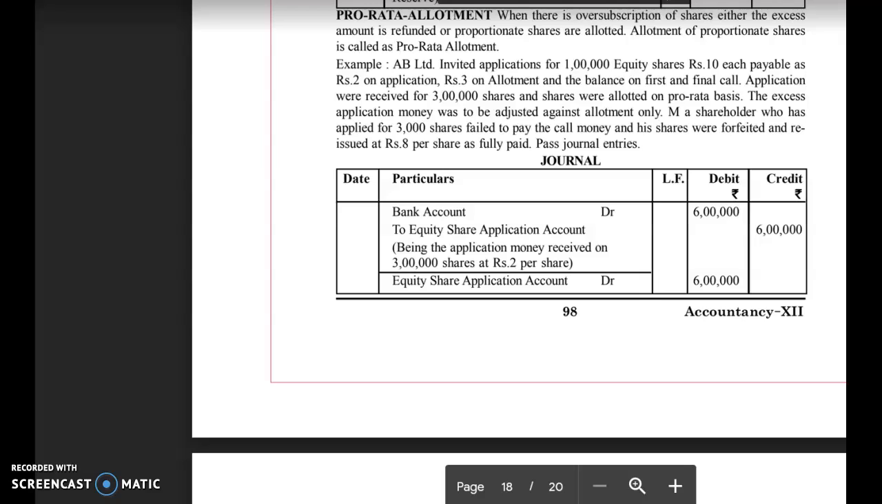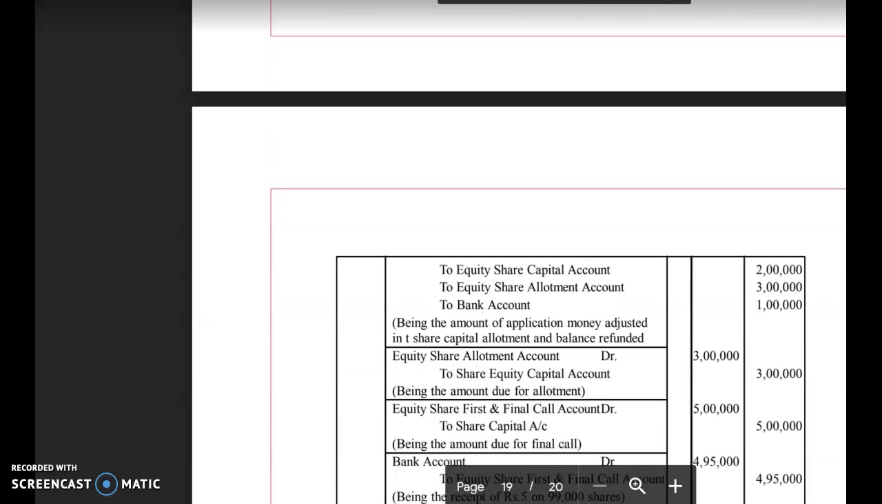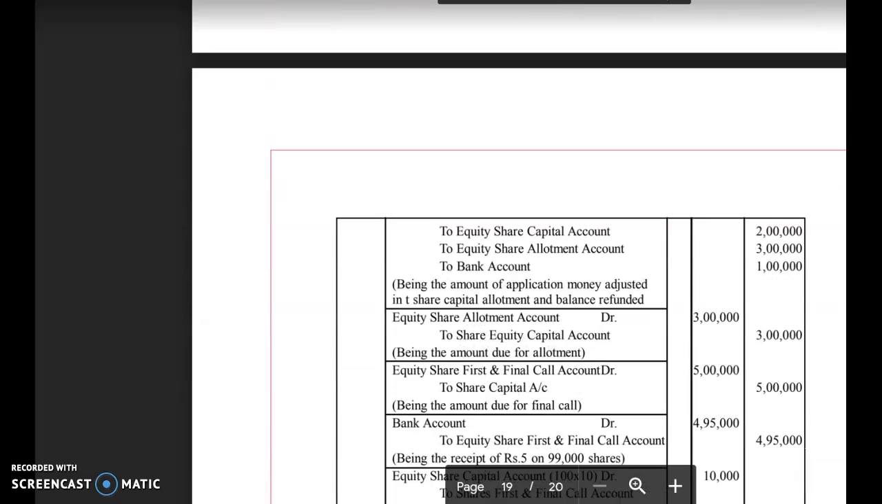Now where will that 1000 be adjusted? That will be adjusted at the stage of first and final call. Now the total first and final call against his shares comes to how much? On 1000 shares at the rate of 5, that is 5000. His surplus is already 1000. So how much amount has the company not received on the first and final call? That is rupees 4000.